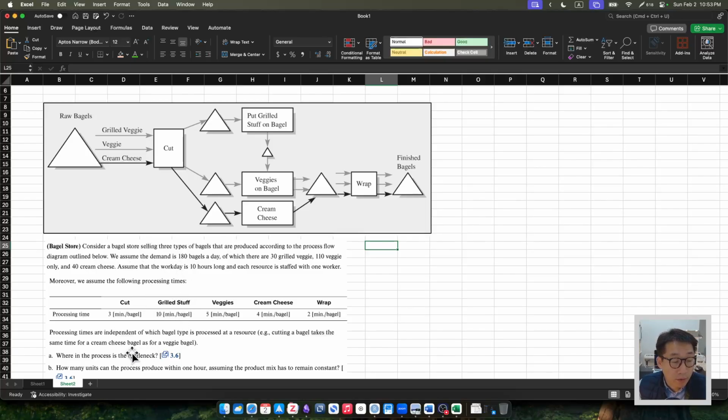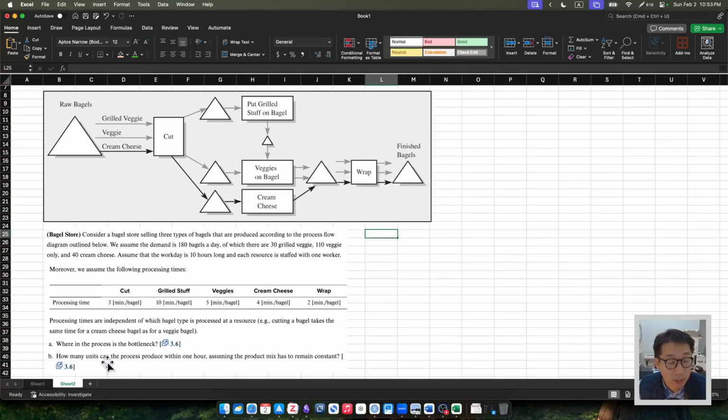So I think the first question is asking which one is the bottleneck. The second one is how many units the process can produce within 1 hour, assuming the product mix has to remain constant. It's a similar problem. So let's first try to identify the bottleneck.